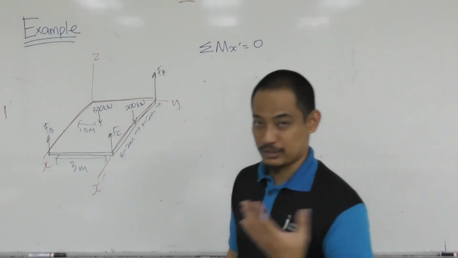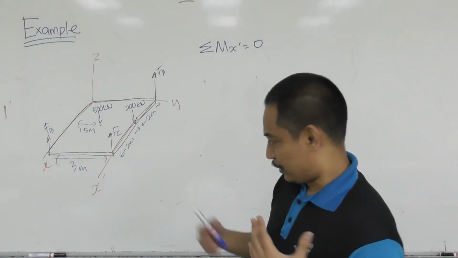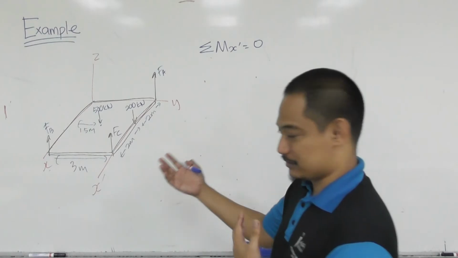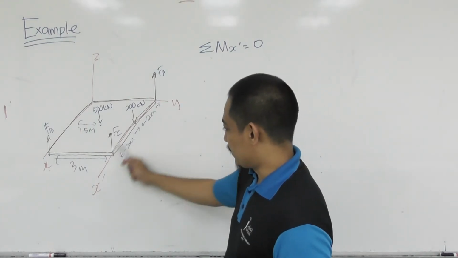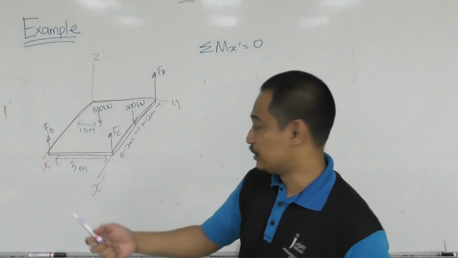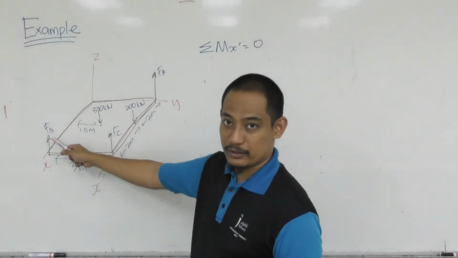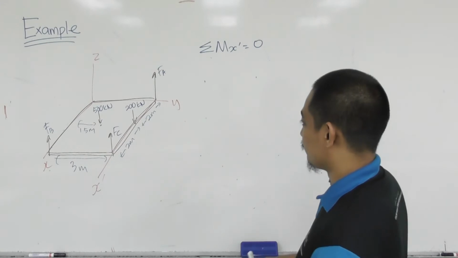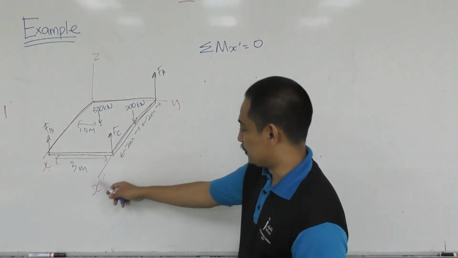Because I'm lazy, of course. But why can it solve? Because if you take the axis here, these two unknowns are on the axis, so they don't produce any moment. Hence, there's only one unknown there, right? So you can see the moment about x prime.